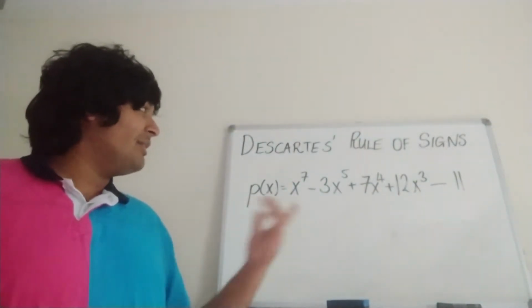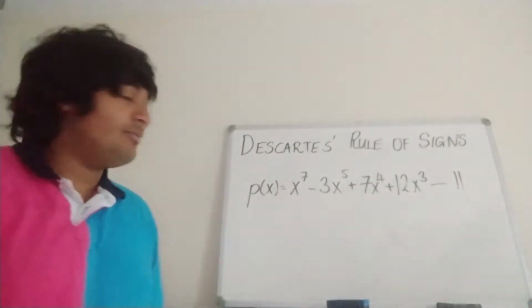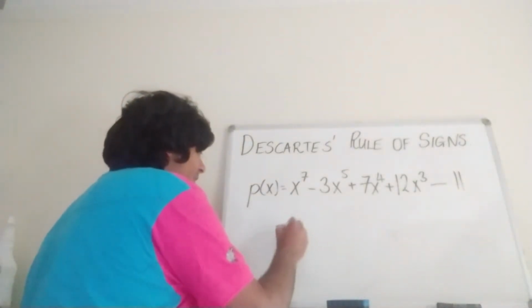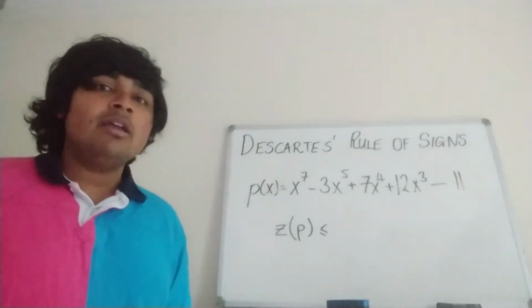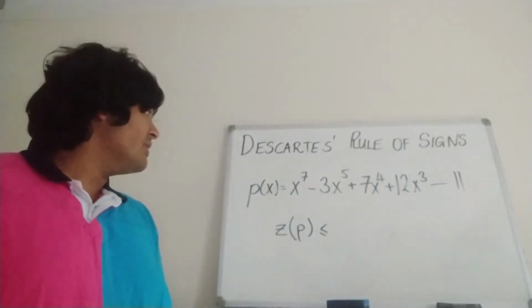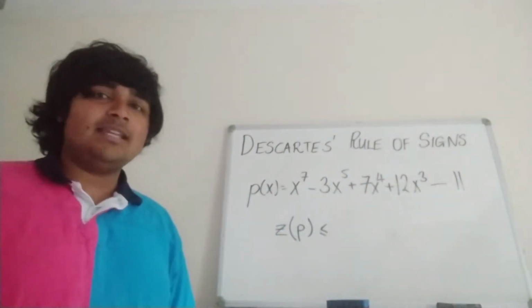Now, this looks like a complex polynomial, but I can straight away tell you that the number of positive roots, which I'm going to denote z of p, is going to be less than or equal to the number of sign changes of p. So in other words, when you're reading this from left to right, the number of times it changes sign.